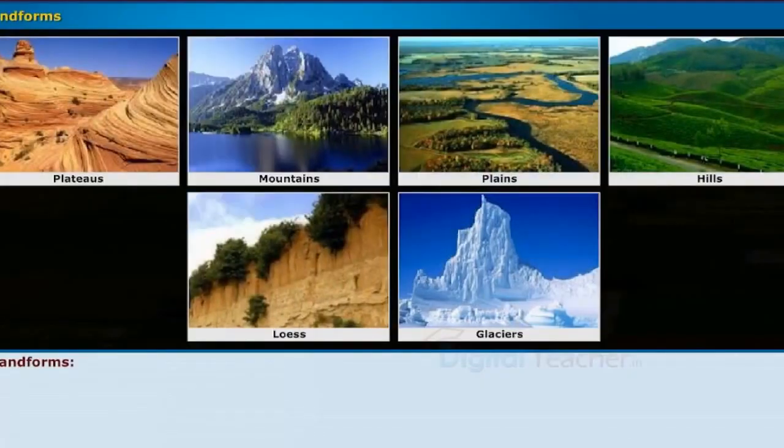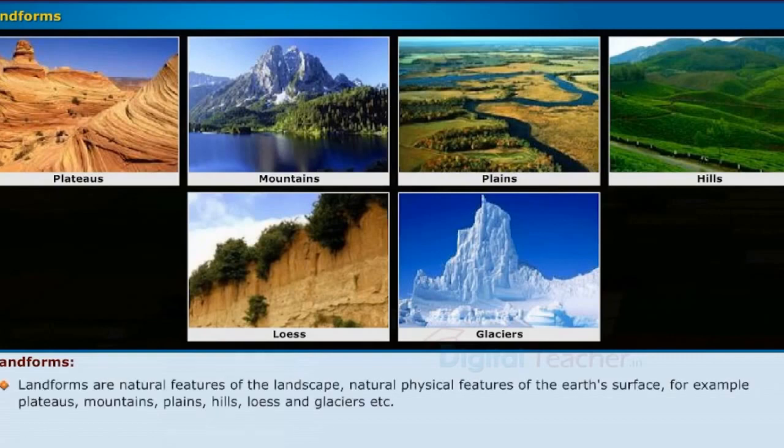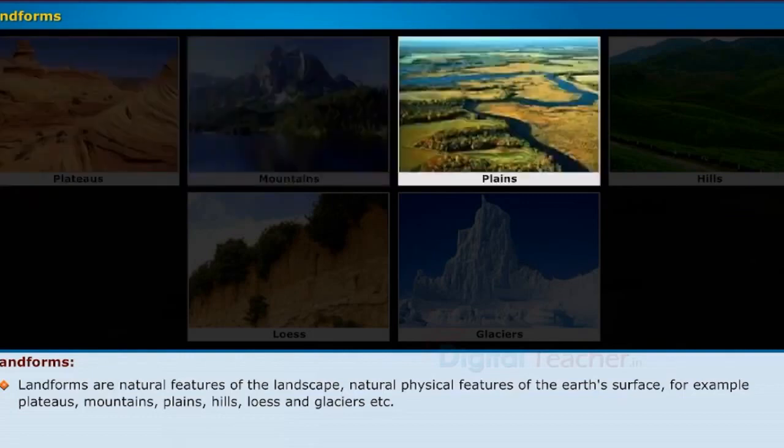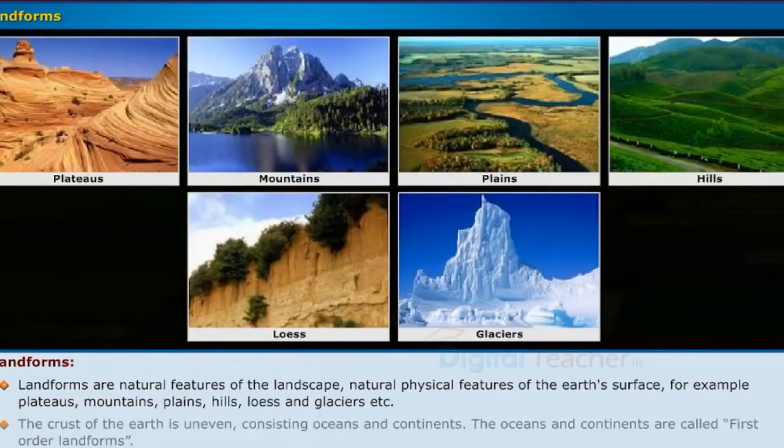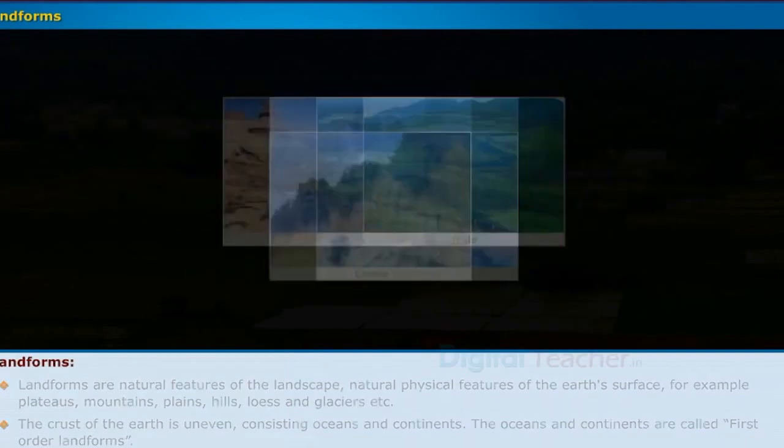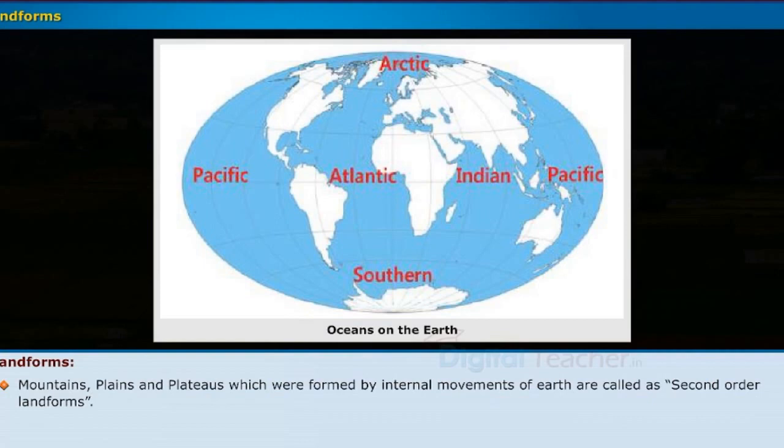Now let us study about lithosphere. Landforms are natural features of landscape, natural physical features of the Earth's surface, for example, plateaus, mountains, plains, hills, loess and glaciers, etc. The crust of Earth is uneven, consisting of oceans and continents. The oceans and continents are called first-order landforms. Mountains, plains, and plateaus which were formed by internal movements of Earth are called second-order landforms.